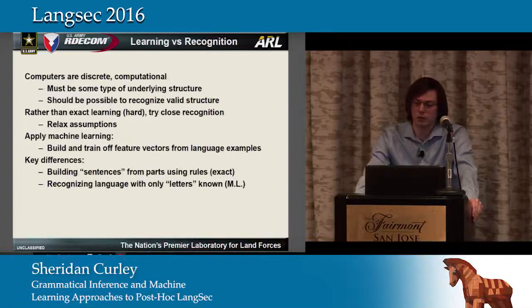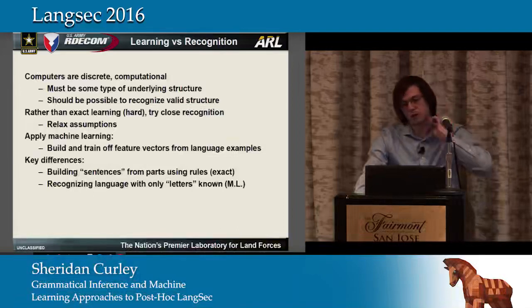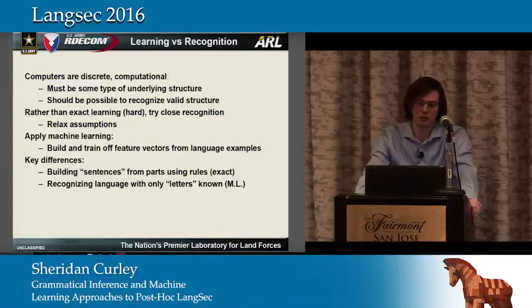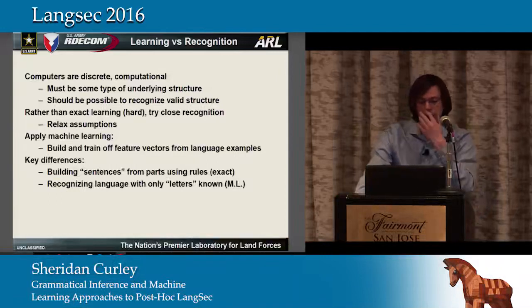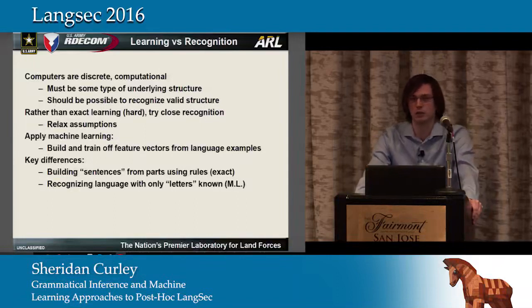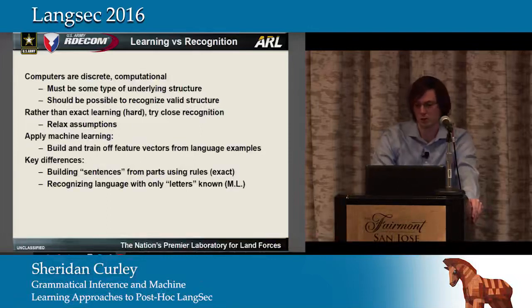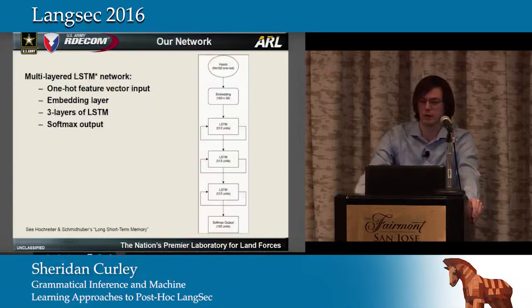Basically we're going to build and train feature vectors from language examples. This will be from positive examples. And the key difference between exact and machine learning is basically you can think of exact learning of a language as building sentences from parts using rules, if we consider it in the context of natural language. Whereas with machine learning, we're not going to necessarily be able to construct the rule set itself, but we're going to be able to recognize whether or not a language is actually present there. And we're going to do it only by knowing what the letters are that go into it. So we're not going to need to know any other specifics besides seeing the letters.